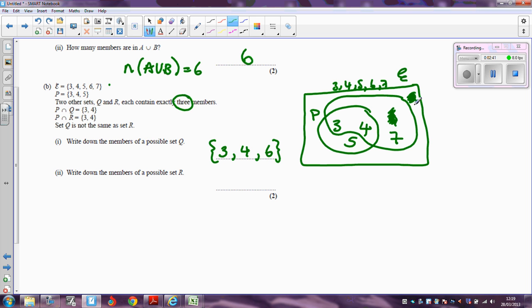So set R could be 3, 4, 7, could be the other way round as well, but those are the only two possibilities, 3, 4, 6, and 3, 4, 7, if Q and R both have exactly 3 members. Could be the other way round. These are interchangeable. We don't know which one's which.